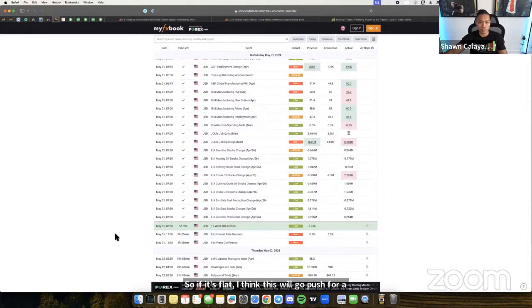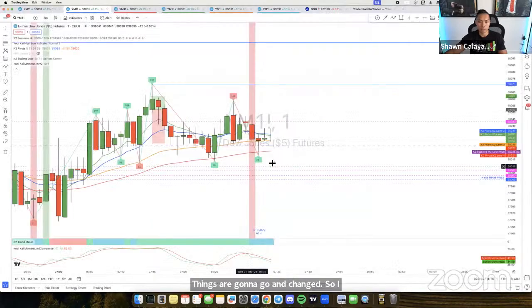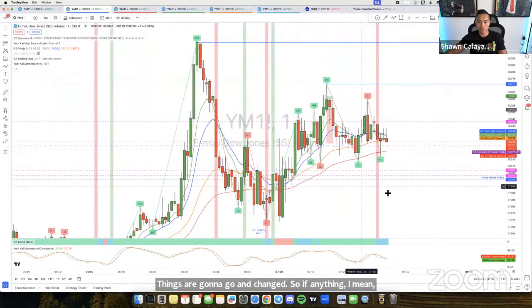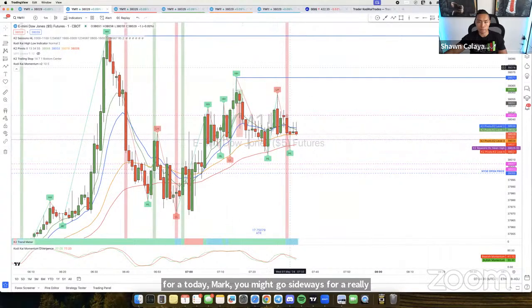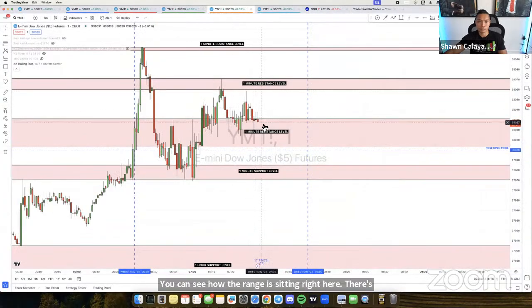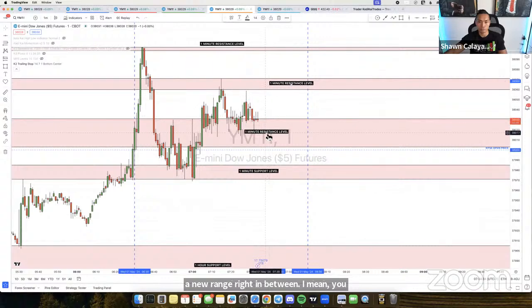Because obviously, if the interest rate isn't going up, money's going to stay the same. Things are going to go unchanged. So if anything, for today, the market might go sideways for a really long time. You can see how the range is sitting right here. There's a new range right in between. You can see right here from the clean chart.